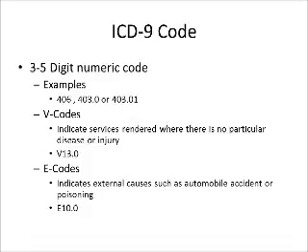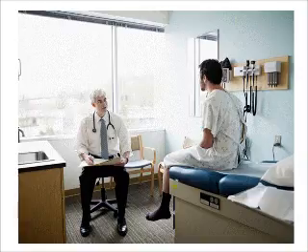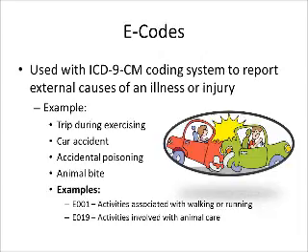An exception to the numeric codes in the ICD-9, we have 2 sections called V codes and E codes. The V codes are ICD-9 codes that indicate services rendered where there's no particular disease or injury. An example of this would be a physical examination. The coder would use a V code instead of finding a diagnosis code.